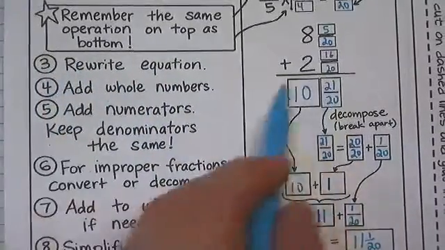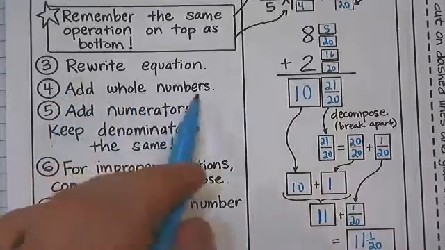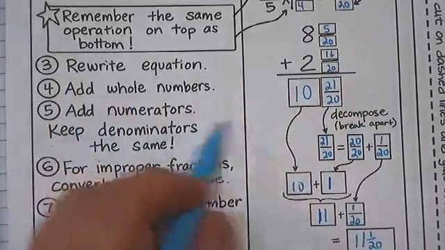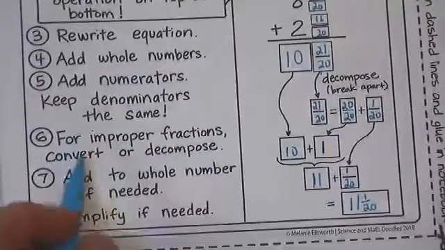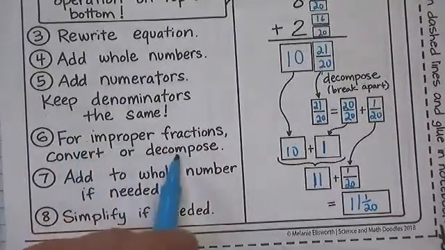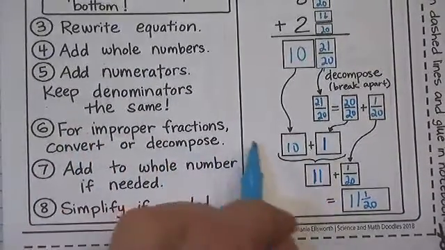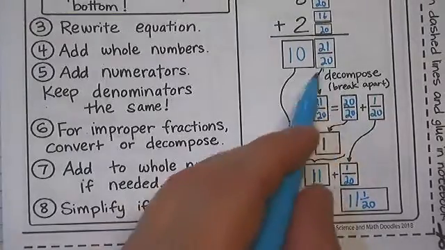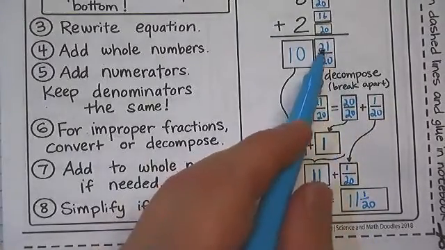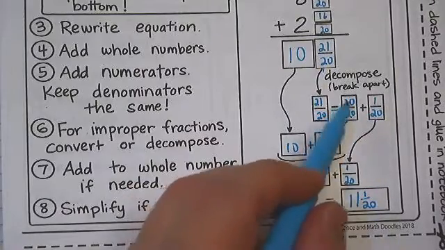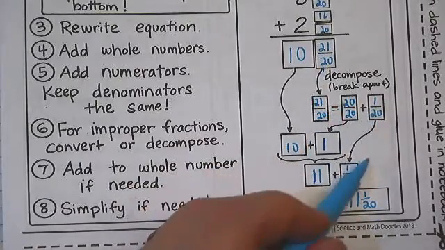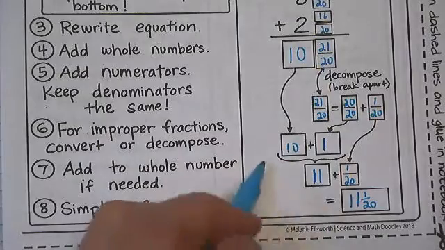And then, let's keep going with the steps. Rewrite the equation, which is what we did. Add the whole numbers, so we did that. And then add the numerators, we did that, and keep the denominators the same. For improper fractions, convert and decompose. That's what we did. We broke it apart. We said 21/20ths is the same thing as 20/20ths plus 1/20th. 20/20ths was 1 whole, and then the 1/20th was still the fraction that we had. So 10 plus 1 is 11, and 11 and 1/20th.